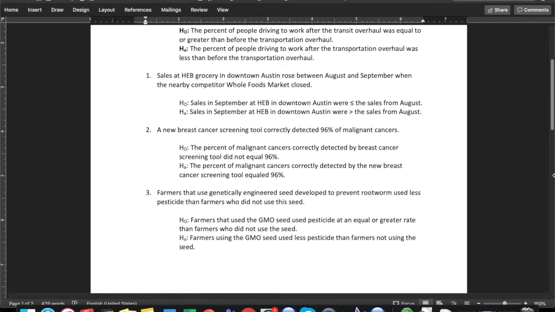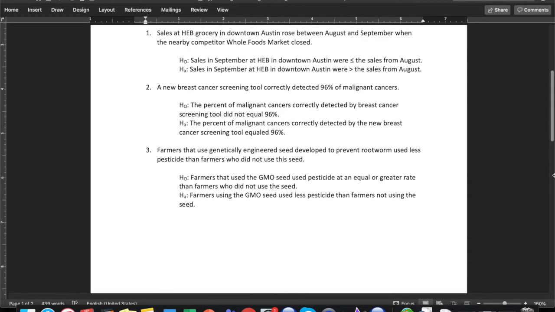This is more of what you would have at Whole Foods. I'm going to zoom in, I apologize. So: sales at H-E-B grocery store in downtown Austin rose between August and September when the nearby competitor Whole Foods Market closed. This is actually a project that I'm working on, how sales change when one grocery store closes versus adding a new grocery store.